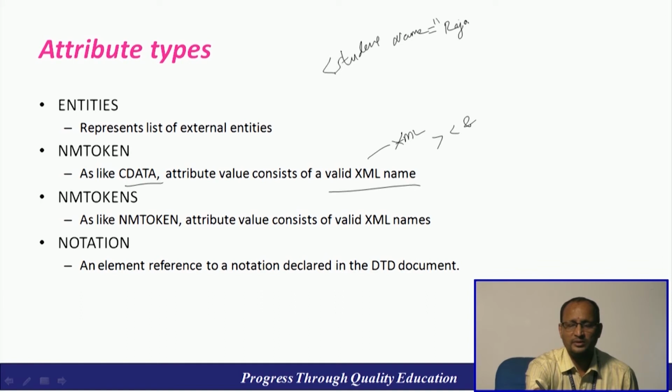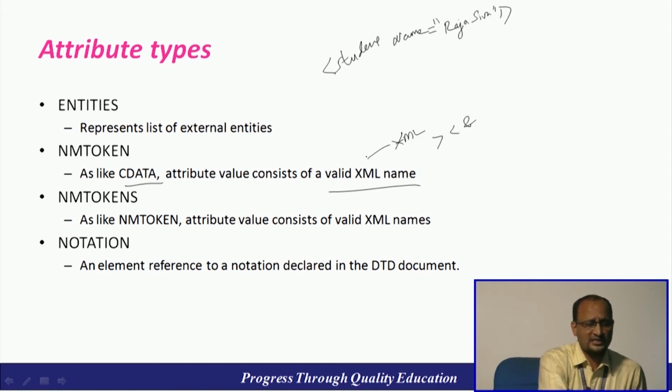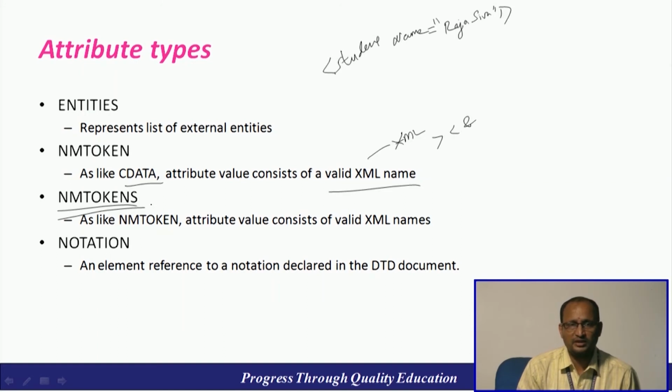For example, Raja, Siva. I have only space. Space will be allowed. In the sense, this is a valid XML name. Actually, if I give NM token singular, only single word can be given. If I go for NM tokens, then I can have multiple words which should follow XML naming convention.